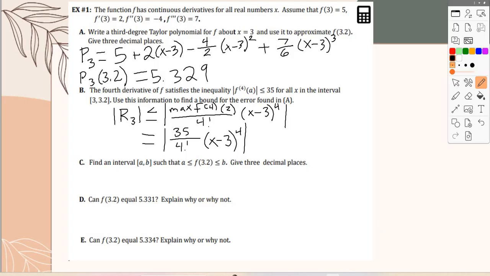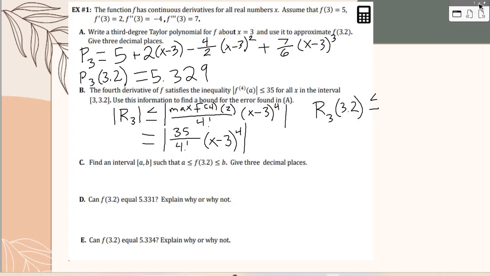But they asked us then to find the specific error bound for the x value that we used in part A, which was 3.2. So then, same as before, I'm looking at r sub 3 of 3.2 is going to have to be less than or equal to, I'm just going to plug in my 3.2. So I have absolute value of 35 divided by 4 factorial.